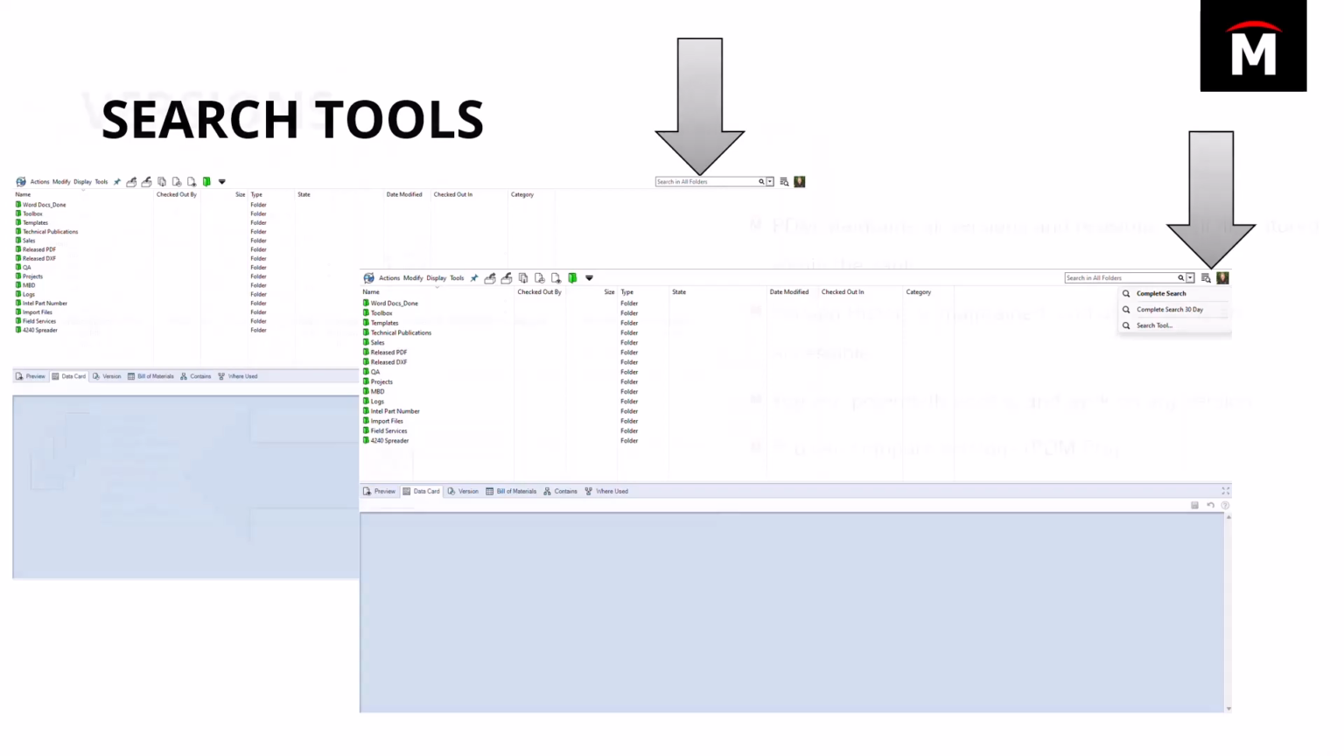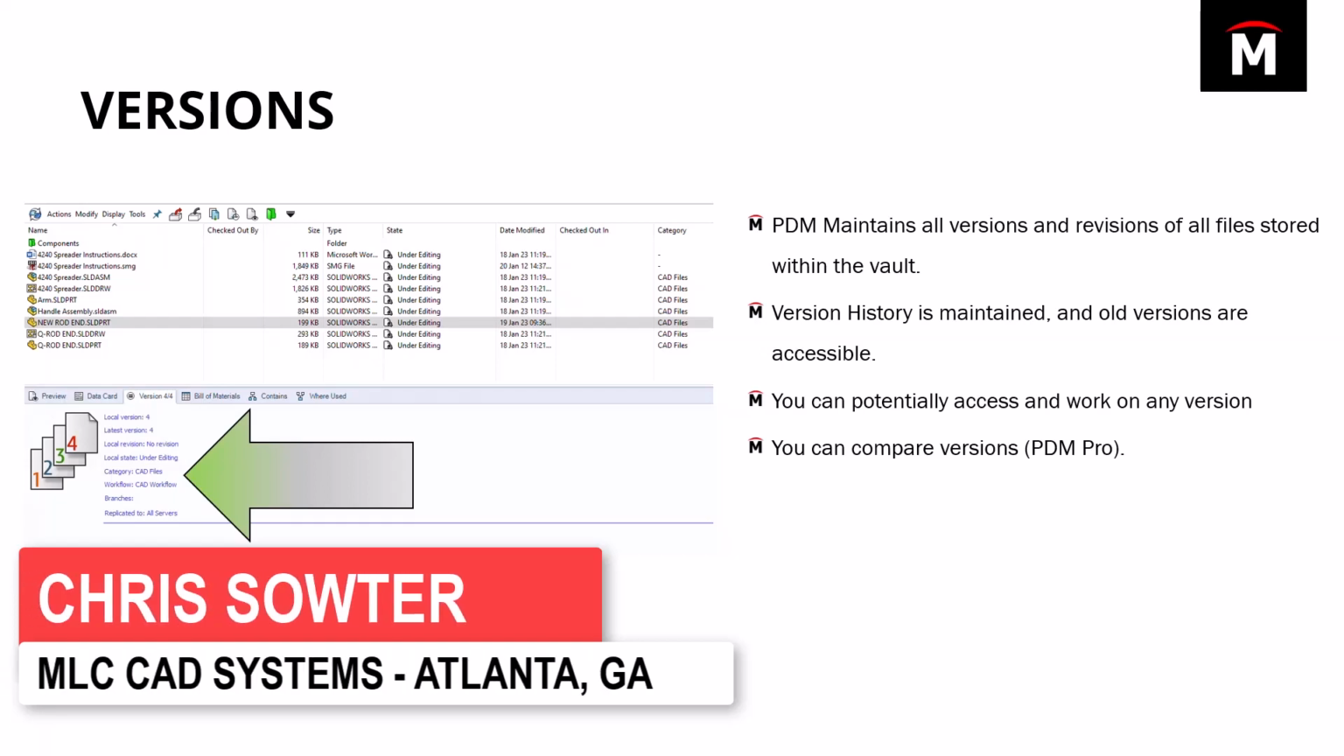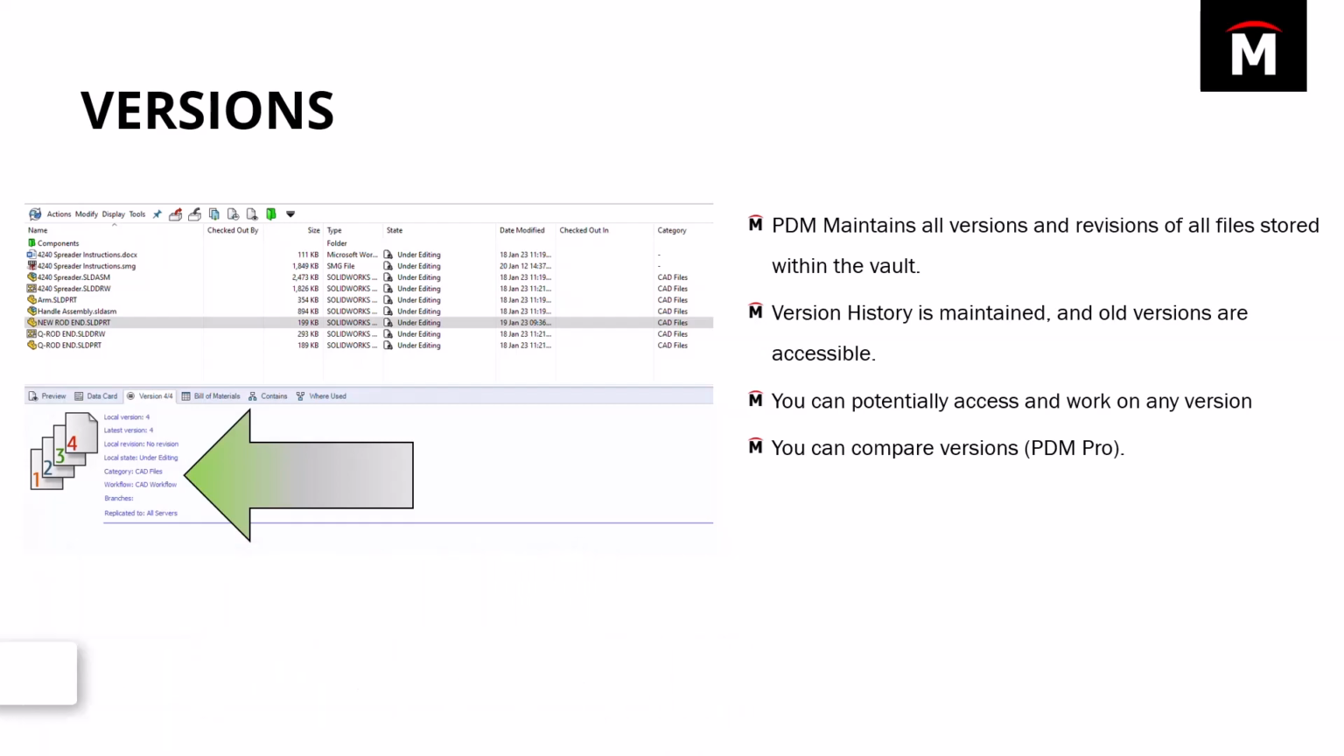Now, the version tab itself is really a big part of the software, and it's a critical resource to all users of PDM. The versions in PDM have their own tab and their own menu commands. What version control gives you is the ability to see the history of a file, to keep and potentially access old versions of files. And in the Pro version of the tool, you can even compare versions in PDM Pro.